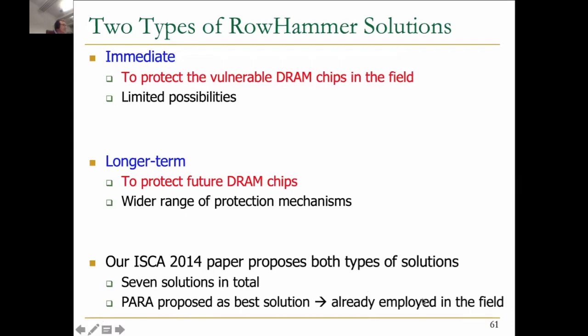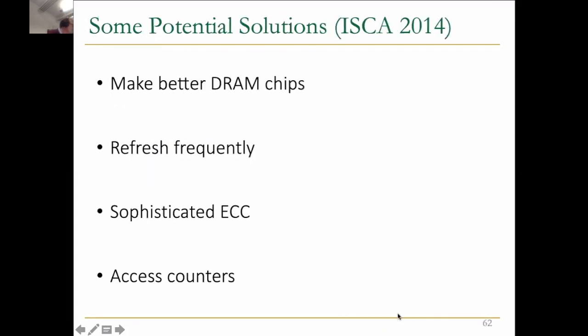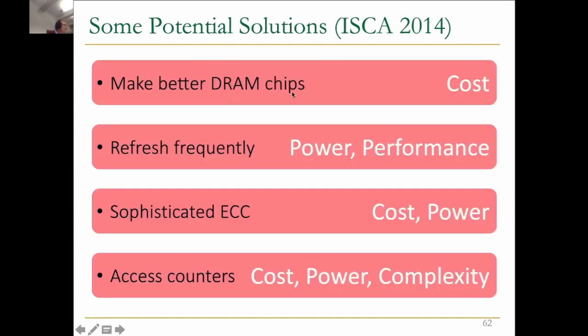It's already employed in the field, although I think DRAM manufacturers, when they decided they wanted to own the solution, Intel turned off some of these solutions, their memory controllers, and we will have a story about that later on. So clearly making DRAM chips better is an option, but it comes at a cost. Better isolation comes at a cost, and I think this is going to be very difficult.